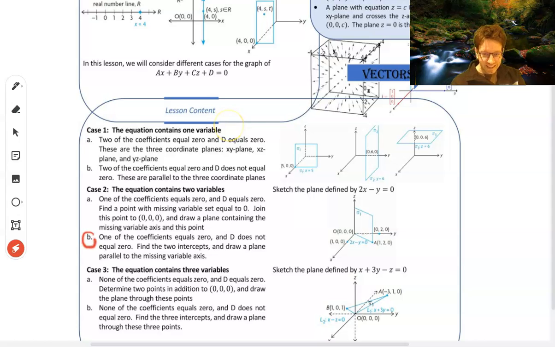Now the second case, or part B of the second case, is where D is not equal to 0. And there's going to be an example on the back of this page that we do that's just like this one. And what you're going to do is find the x and y intercepts and then draw a plane parallel to that missing axis. Right? So actually, let's go and do this example. It's example number 1 on the back. So before we look at case 3, let's go do that.